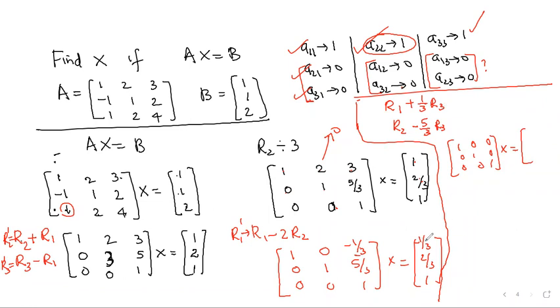R1 is how much? Minus 1, no? Minus 1 by 3. Minus 1 by 3 plus 1 by 3. It became 0, right? 0. R2 minus 5 by 3. 2 by 3 minus 5 by 3. So minus 1 and 1. So your matrix X is 0, minus 1, 1. Please ask if you have not understood.